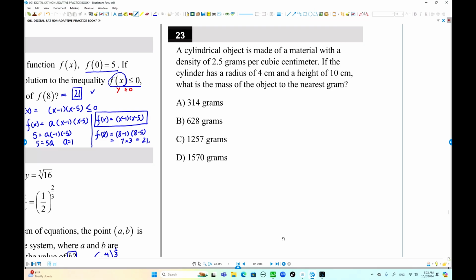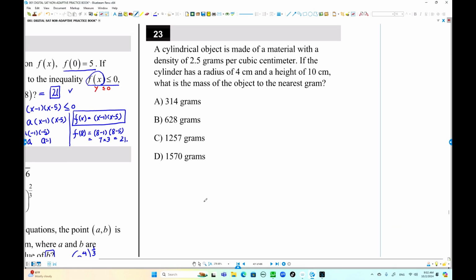That is number 21. Number 23 over here. Cylindrical object is made of material with a density of 2.5. What is density? Density is what? Mass over volume. That is the density. 2.5 grams per cubic centimeter, right? The cylinder radius is 4 and the height of 10 centimeter. What is the volume of the cylinder?